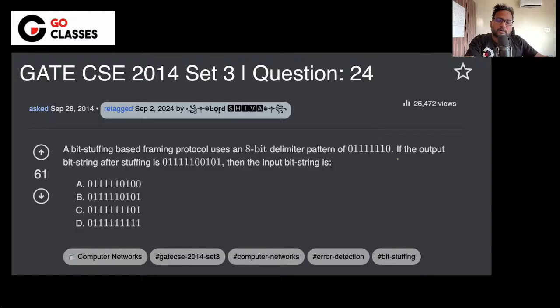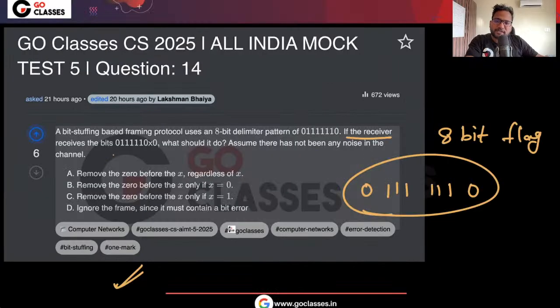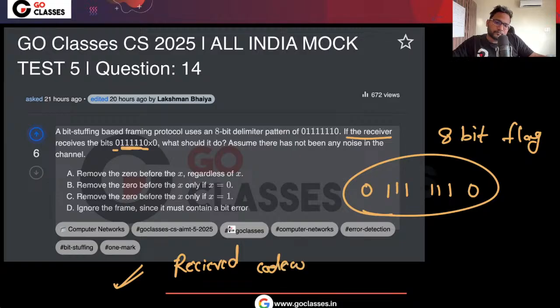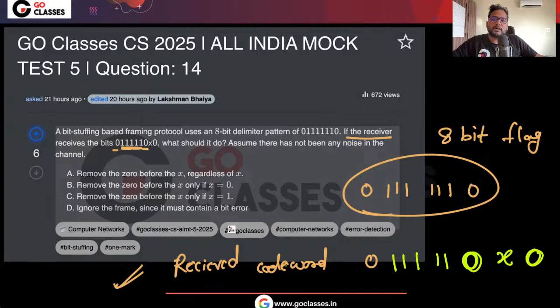Now what this question is saying is: if the receiver receives these bits, then what should it do? If you notice, this is 0, and then there are 5 ones, and then 0. So the received code word is basically something like this: 0, then 5 ones, 1, 2, 3, 4, 5, and then there's a 0, and then there's an x, and then there is 0.